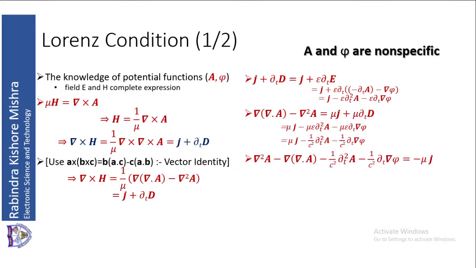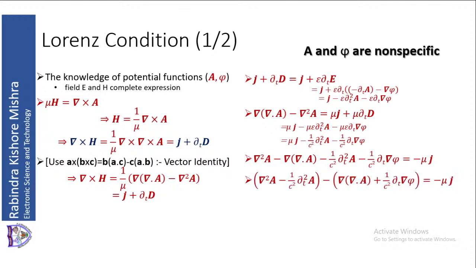Now take all the potential terms to the left hand side and the source term, which is J, keep that on the right hand side, multiply minus on both the sides. So that will give us del square A minus gradient of divergence A minus 1 upon c square dot square T A minus 1 upon c square dot T grad phi is equal to minus mu J.